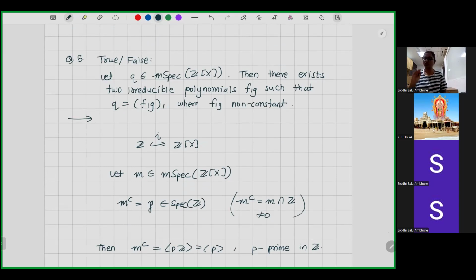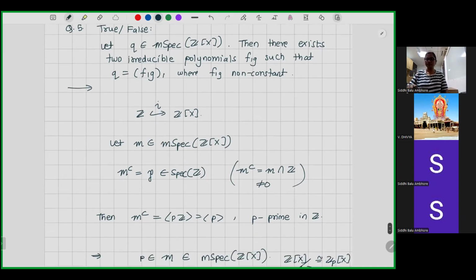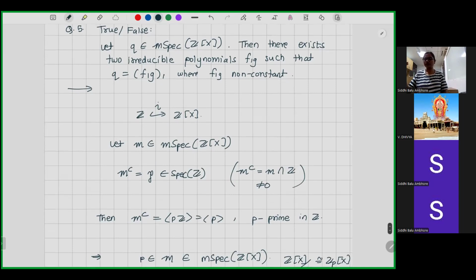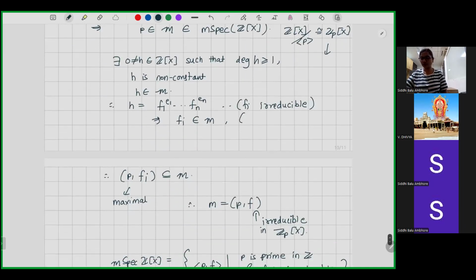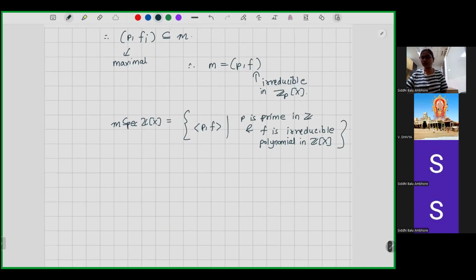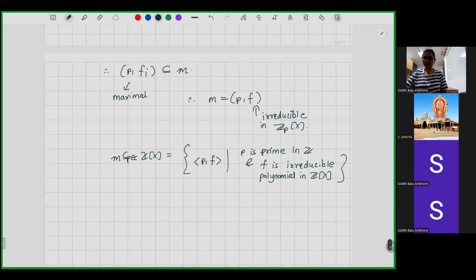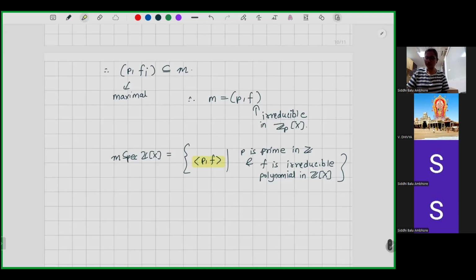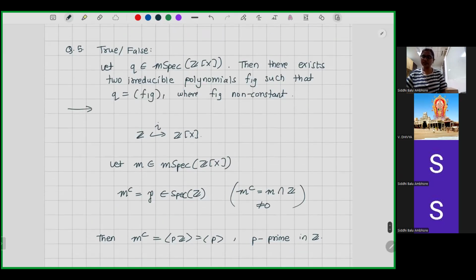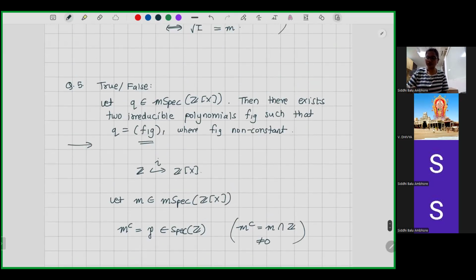Because these are the only types of polynomial which are maximal in Zx. You can check that. We also saw it through some argument, but I hope this is clear. This is the form of the maximal spectrum of Zx, and we use that to conclude that this is anyway not true. Is this okay?